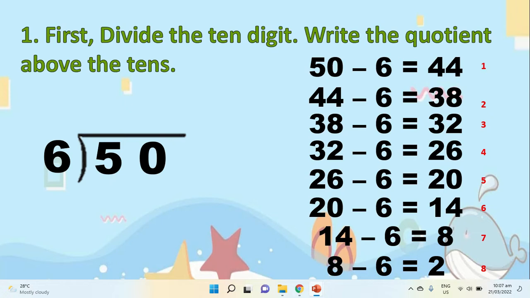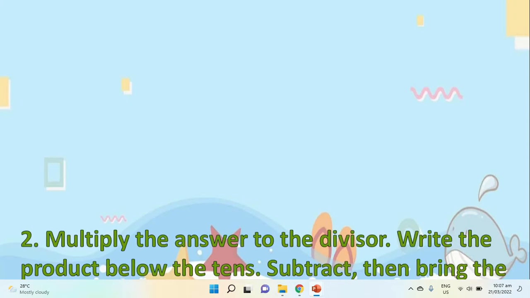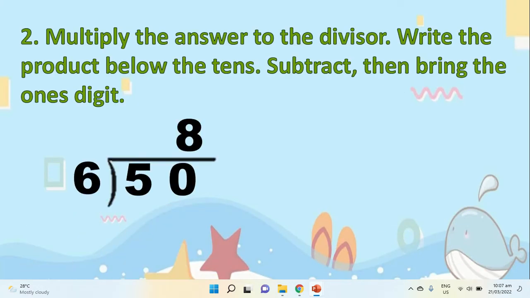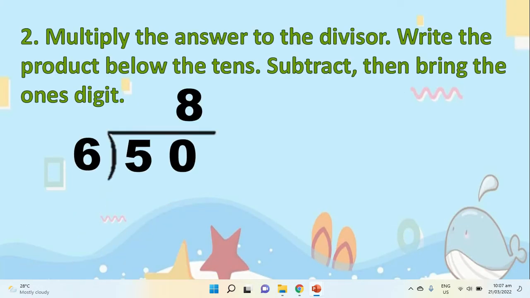So you will put 8 above the 0. And then the next step is you will multiply the answer to the divisor. So 8 times 6 is equals 48. And then you will write the product below the tens. And then subtract that, bring down the ones digit.